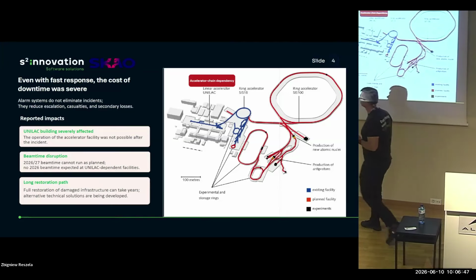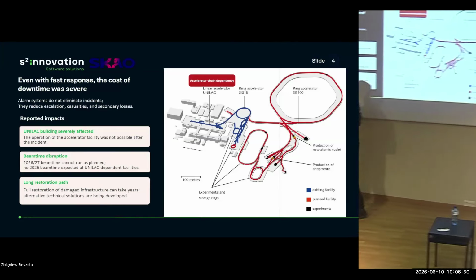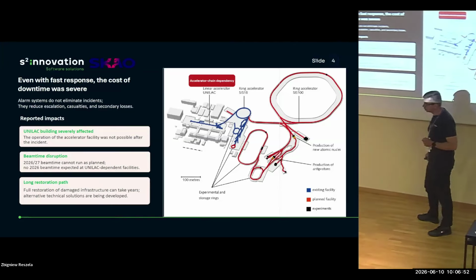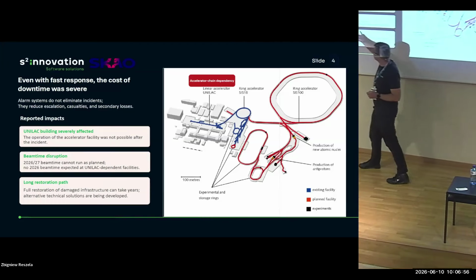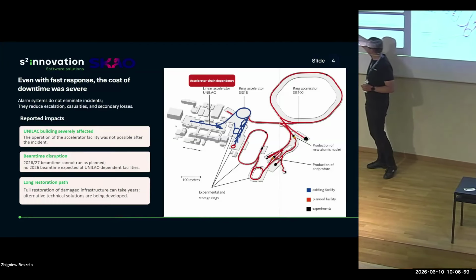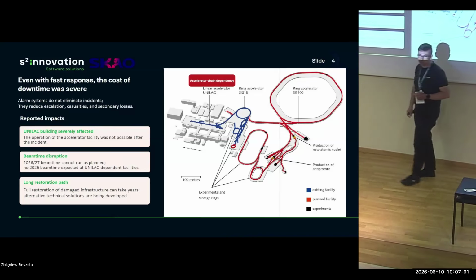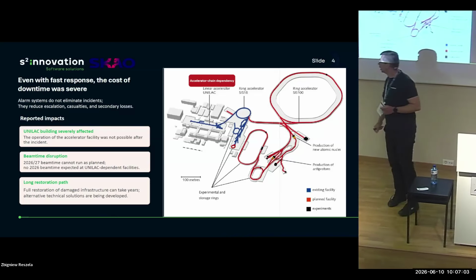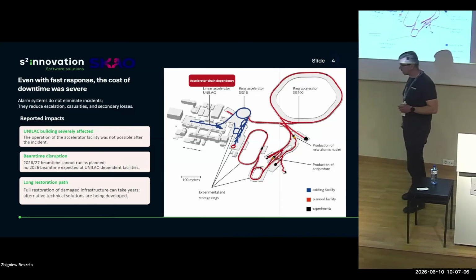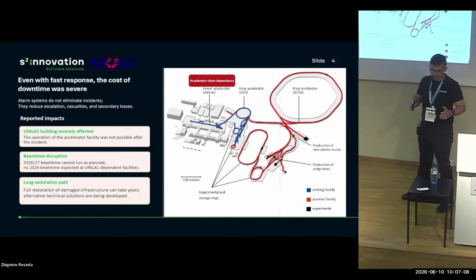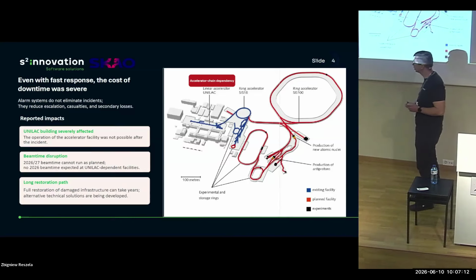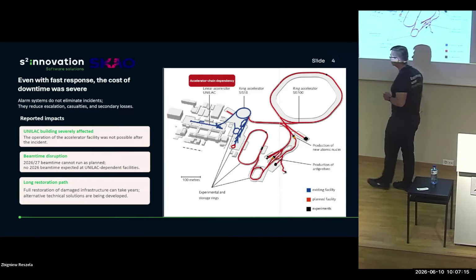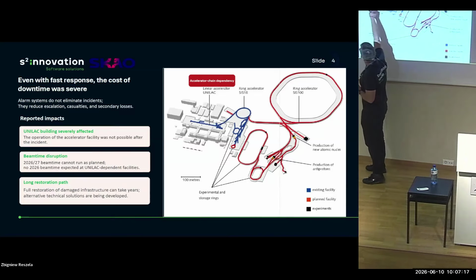So what were the consequences? The Unilac building was demolished. Beam disruption in 2026, 2027, they cannot run as planned. And now they are thinking about the mitigation plan. They have a few scenarios for how to mitigate this. And the full restoration of the damage of the Unilac can take years.